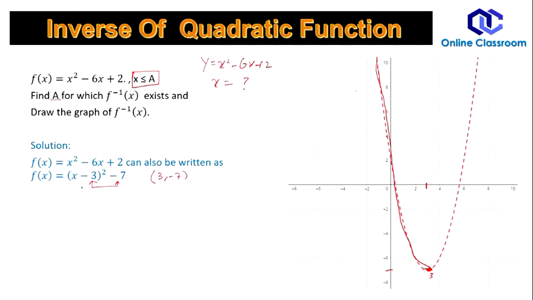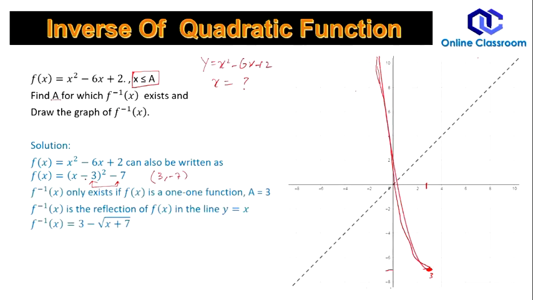Now we can make the inverse function here. How to make the inverse function? If you write y equals x minus 3 whole squared minus 7, then you get x minus 3 whole squared is equal to y plus 7. Please pay attention. X minus 3 is equal to under root y plus 7.